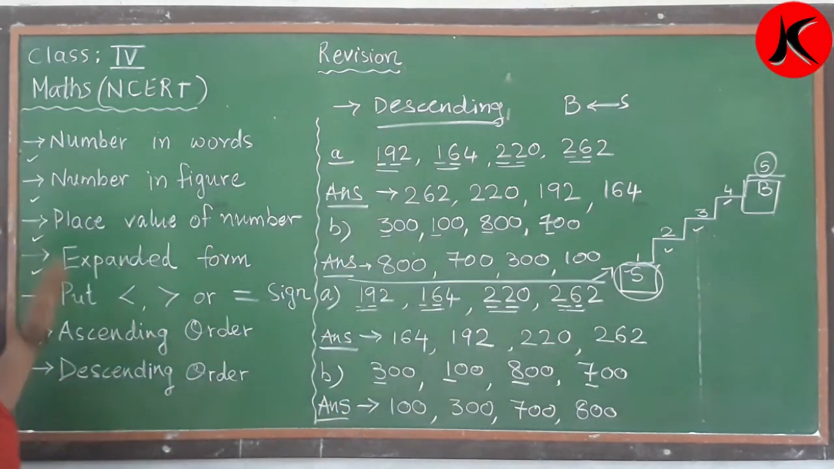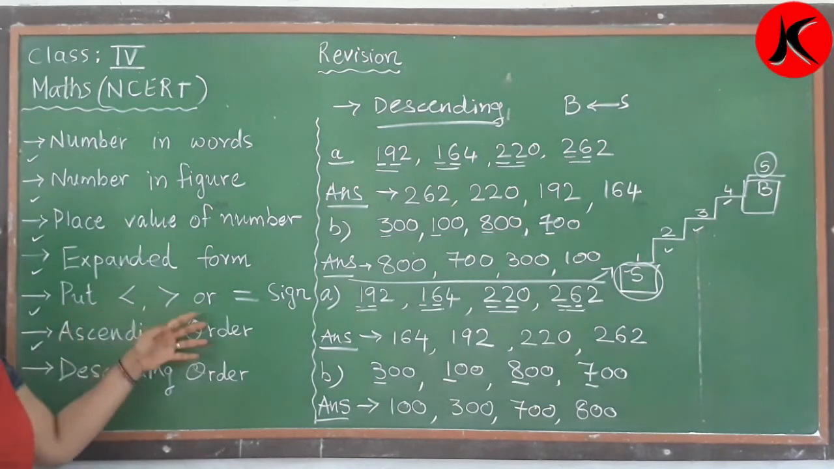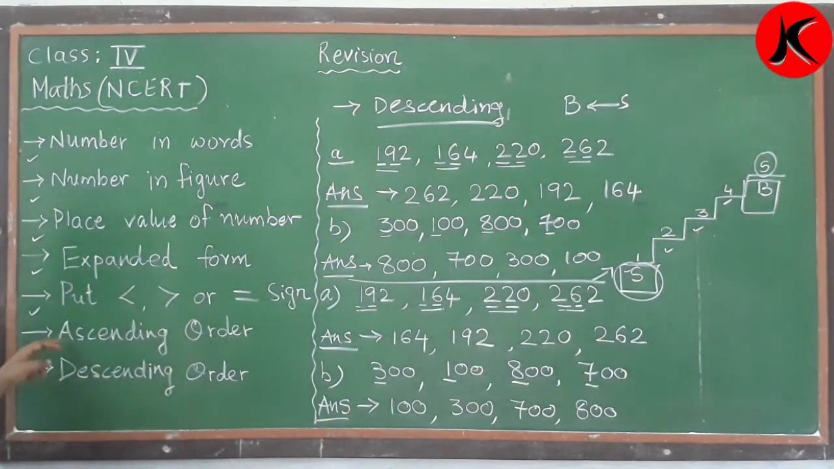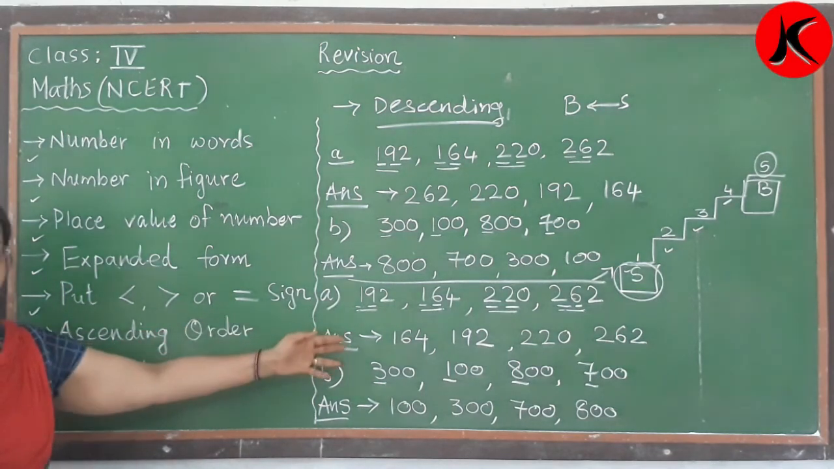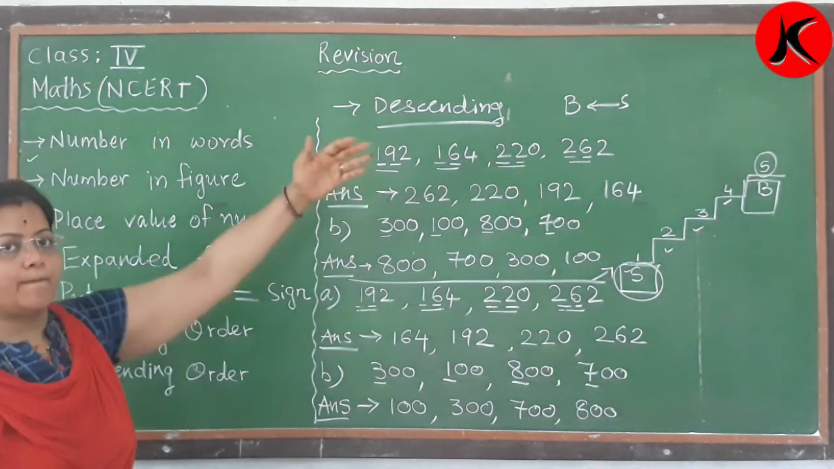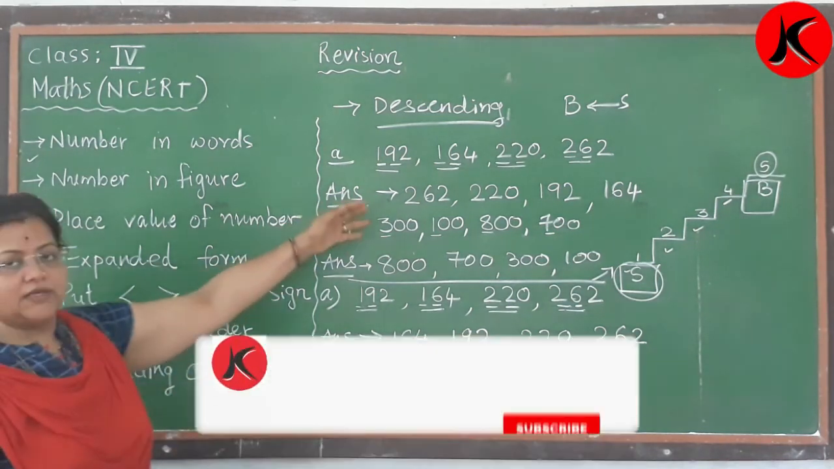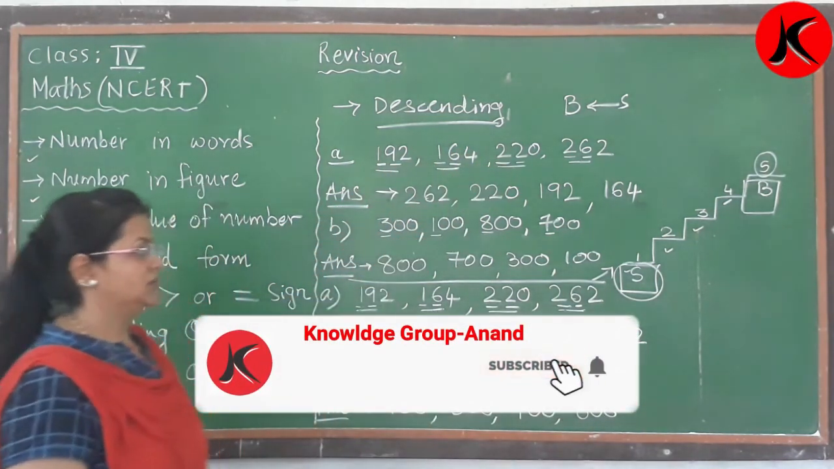Okay. So clear all this topic. Number in words, number in figures, place value of number, expanded form, these both are similar. Put the sign. These all signs: less than, greater than or equal to. Then ascending order, that means small to big. And here descending order, that means big to small. Okay.